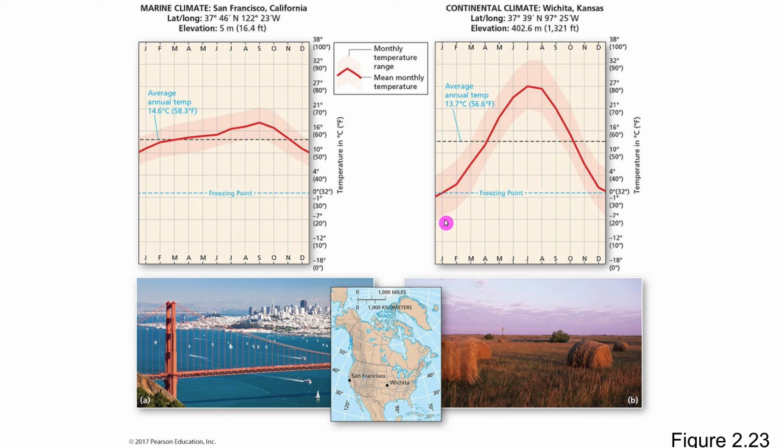Wichita, Kansas, well inland, they have a temperature range going from 30 to 80. So they have a 50-degree temperature range over the course of a year, as opposed to a 13-degree range over the course of the year. The average temperatures are pretty close, 14.6, 13.7. Wichita's slightly cooler, but you can see their summers are hotter and their winters are cooler because they're inland. So they're cut off from the moderating influence of the ocean.